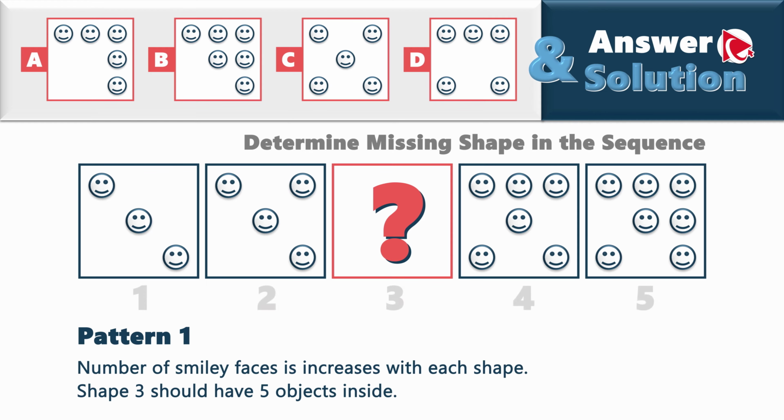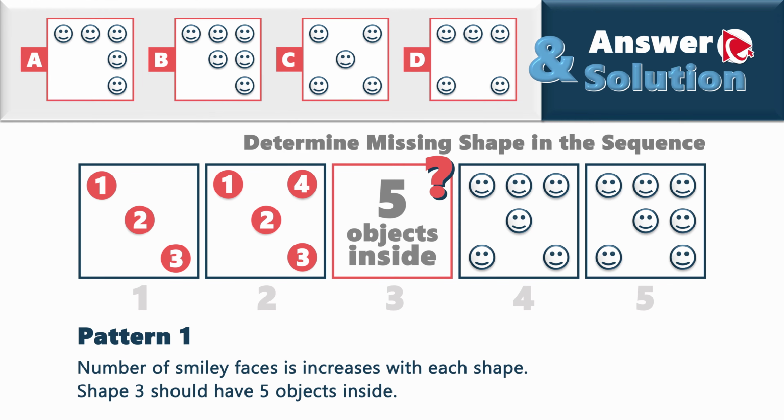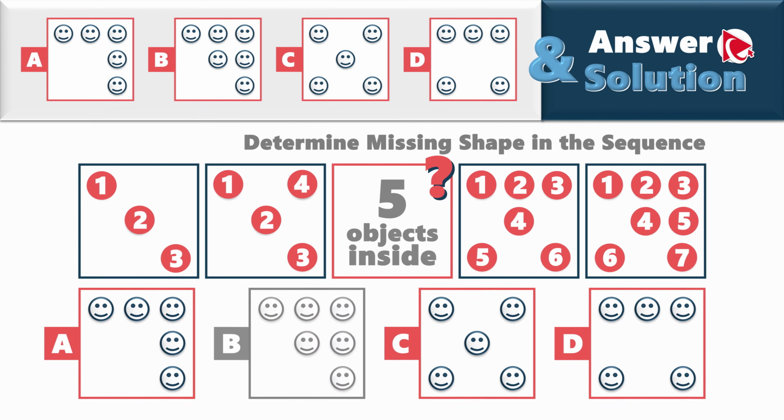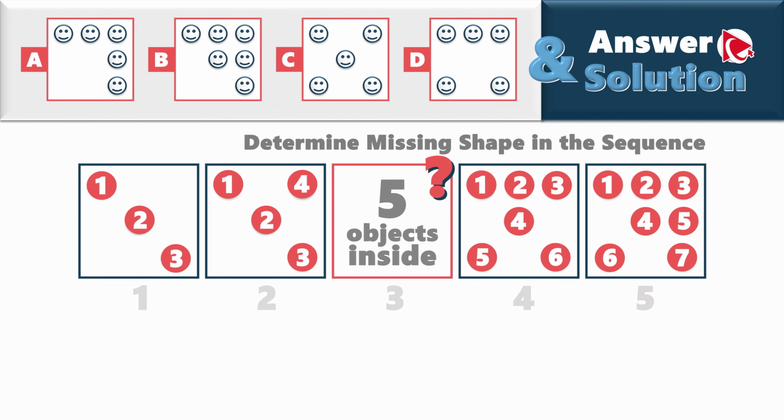So shape 3 should have 5 objects inside, and the reason is because shape 1 has 3, shape 2 has 4, then 5, 6, and 7 in shape 5. Well, it helps us a little bit because it eliminates choice B, but we still have choices A, C, and D we need to sort through to make sure we can find the right answer. Well, we do it by finding the second pattern.